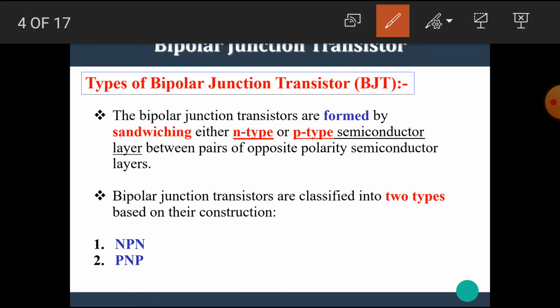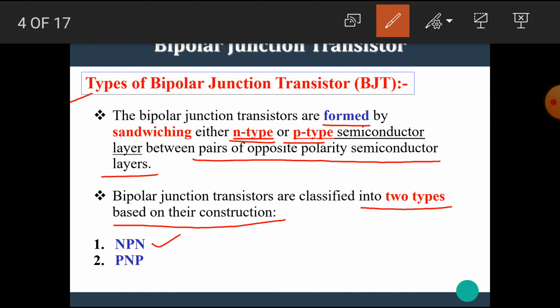Let's see the types of bipolar junction transistor or BJT. The bipolar junction transistors are formed by sandwiching either N-type or P-type semiconductor layer between pairs of opposite polarity semiconductor layers. Bipolar junction transistors are classified into two types based on their construction, such as NPN and PNP. That means the transistor is formed by sandwiching a layer between two same layers.